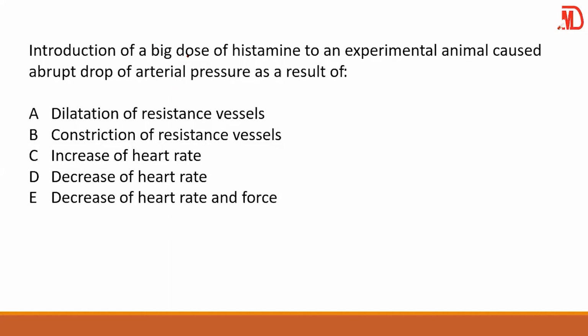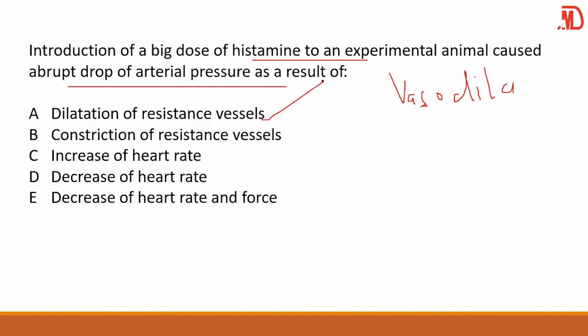Introduction of a big dose of histamine to an experimental animal caused abrupt drop of arterial pressure. You know histamine, it causes what? Vasodilation and bronchoconstriction. So for us to have arterial drop, it means vasodilation was increased. So here we have vasodilation, also known as dilatation of the resistance vessel. Again, histamine leads to vasodilation and bronchoconstriction.